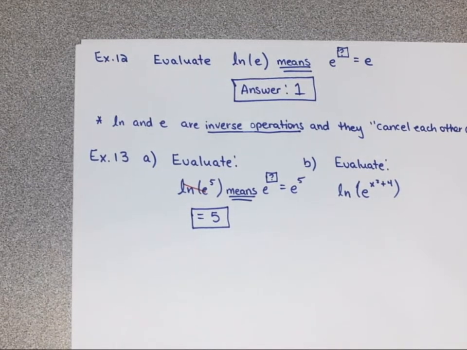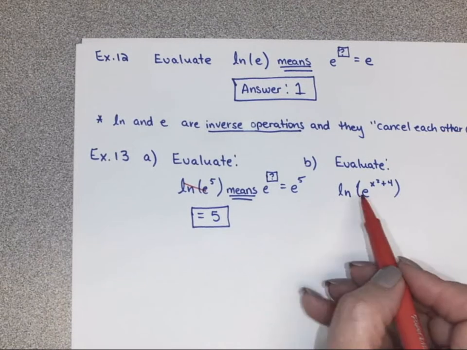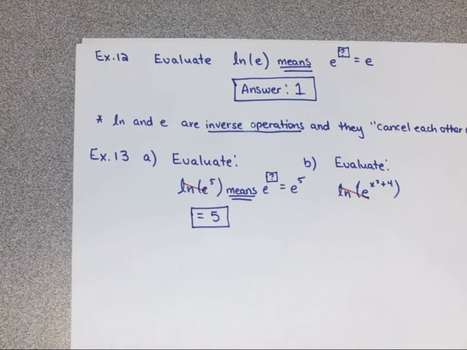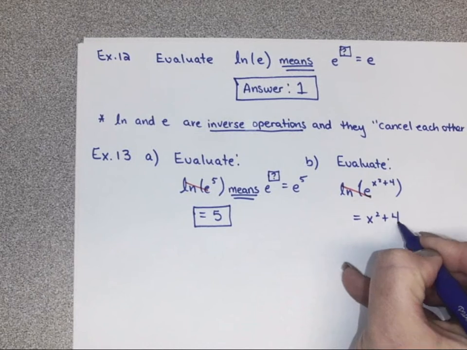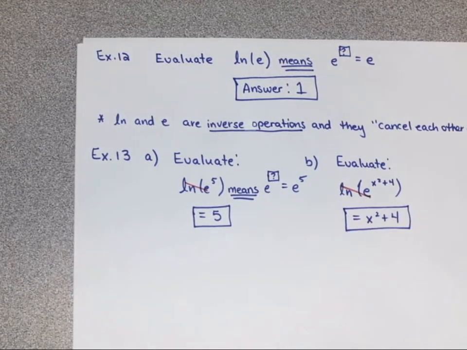Okay, so the same thing here. What's going to happen with my ln and the e since they're opposites? It's going to cancel and it's just going to leave whatever the exponent happened to be, which in this case is x squared plus 4.